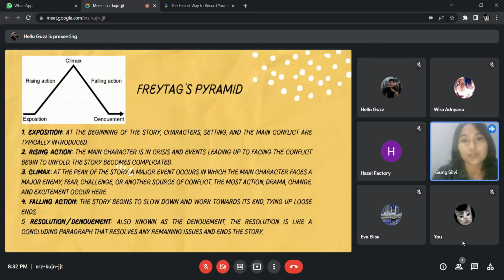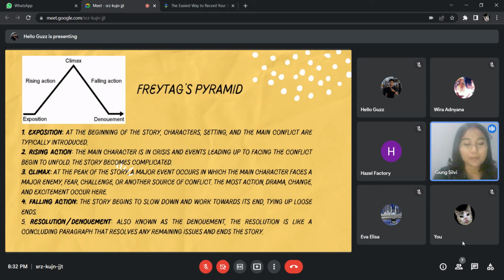The next is climax. At the peak of the story, a major event occurs in which the main character faces a major enemy, fear, challenge, or another source of conflict. The most action, drama, change, and excitement occur here.